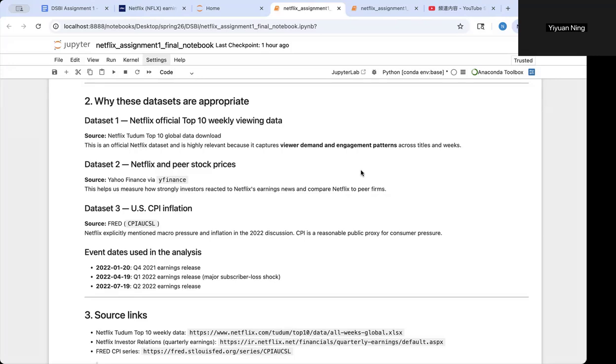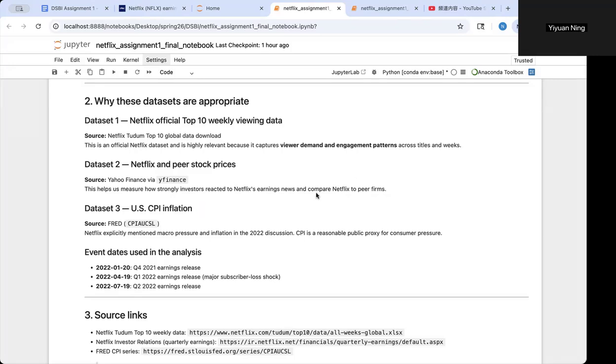To translate this into a data problem, I focus on descriptive analysis. My goal is not to prove one exact cause of subscriber loss. Instead, I want to use public data to understand Netflix's situation from three angles: content engagement, market reaction, and macroeconomic environments. So my data-driven business problem is, what do public data suggest about Netflix engagement patterns, content concentration, market reaction, and external pressure during its 2022 subscriber decline? The main stakeholders are the Netflix strategy team, content team, product and monetization team, and finance leadership.